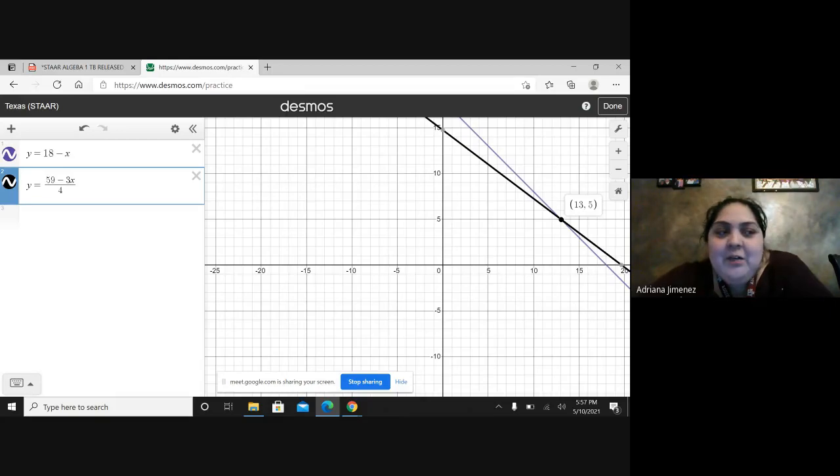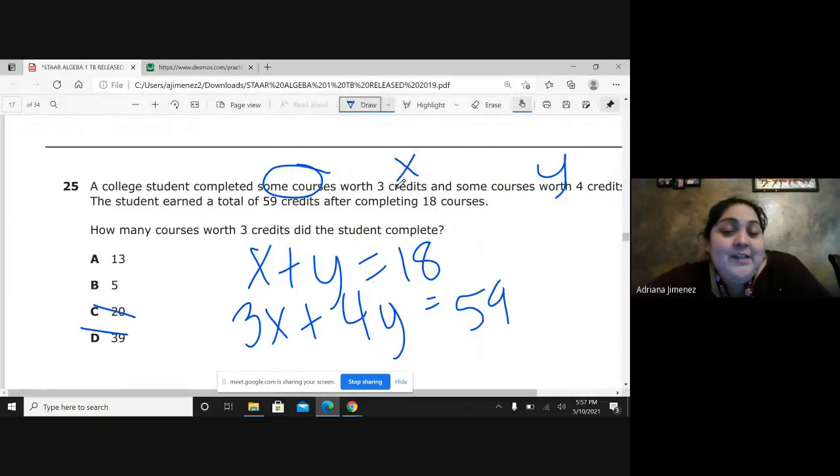I know you guys are going to be like, well, both of those numbers are on my answer choices. Yes, but you have to know that you're looking for the letter X. So the X is 13. So my answer is 13, because right up here I know it was X, and we put 3X. So my answer is A.